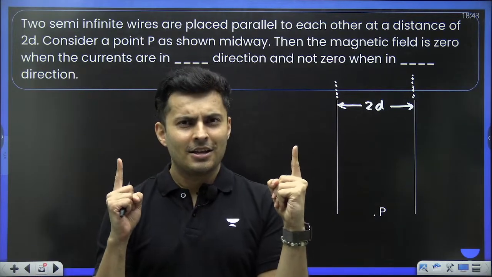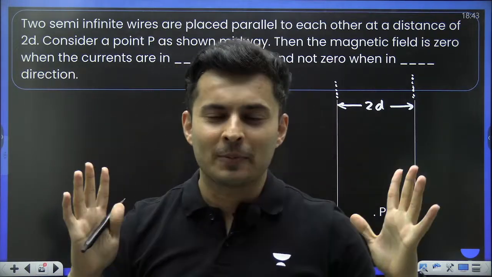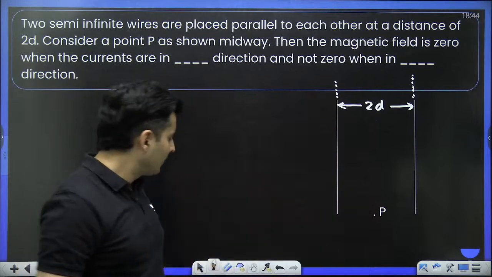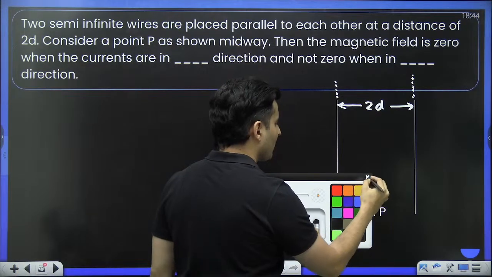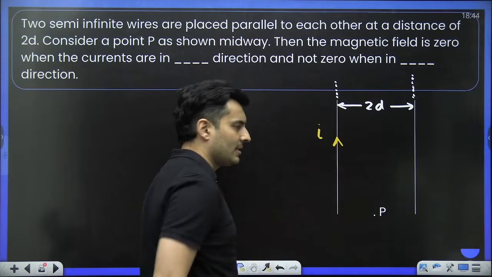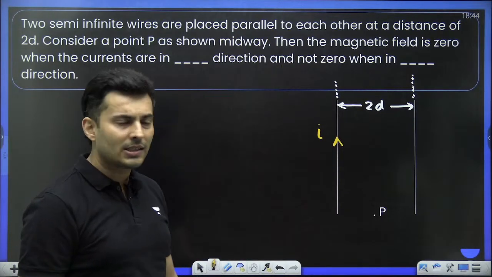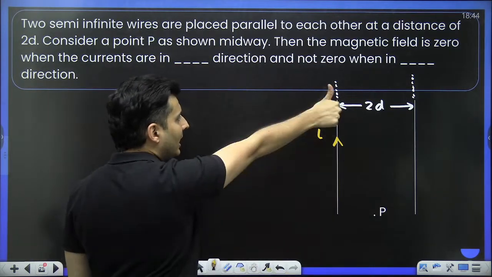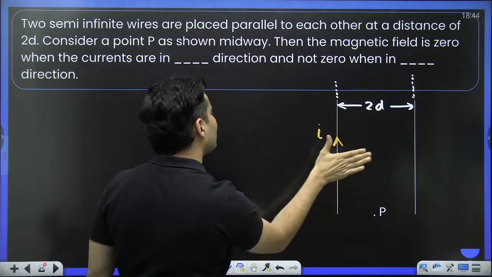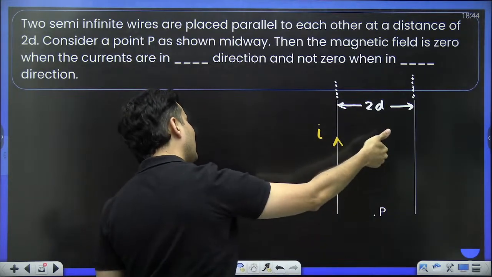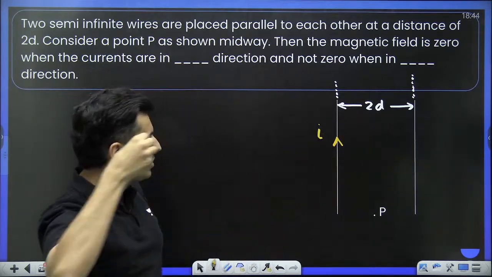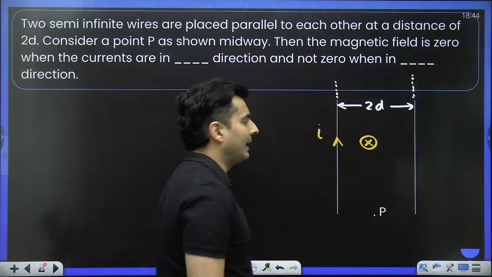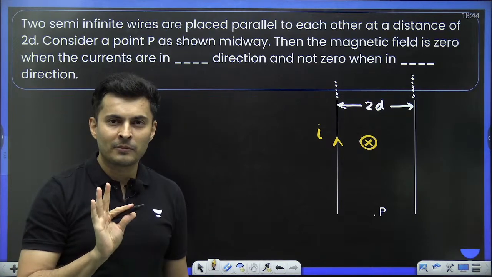Both these wires are there. Each wire will create its own field, yes or no? Imagine, for example, this wire is carrying current like this. How will the field because of this wire be? Take your thumb in the direction of the current. Automatically the four fingers will go in the direction of the field. So the field is going inside and coming outside. It is going in at that point P. So it is going like this. Correct? Everybody with me?